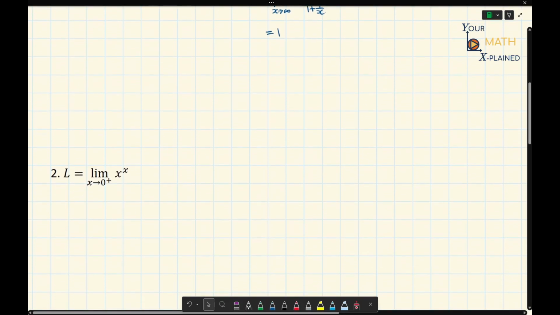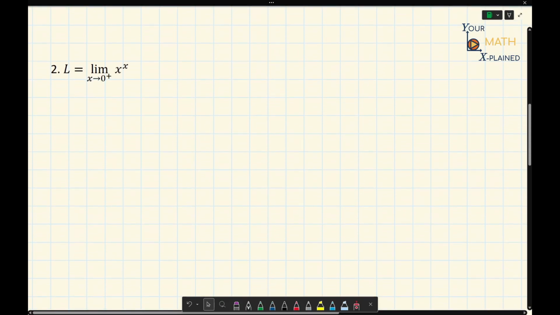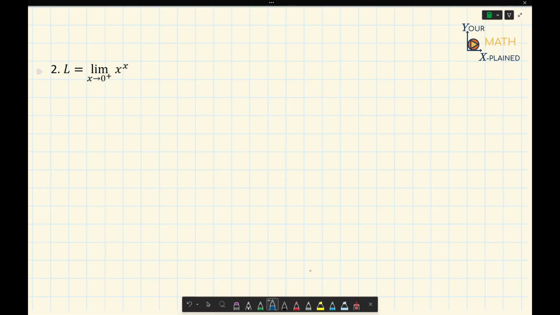For our next example, we're going to find the limit as x approaches 0 of x to the power of x. So here, the form that we have is 0 to the power of 0. And we're going to go ahead and follow the exact same process. We're going to take the natural log of both sides. So we get ln of L is equal to the limit as x approaches 0 from the positive side of x times ln of x.